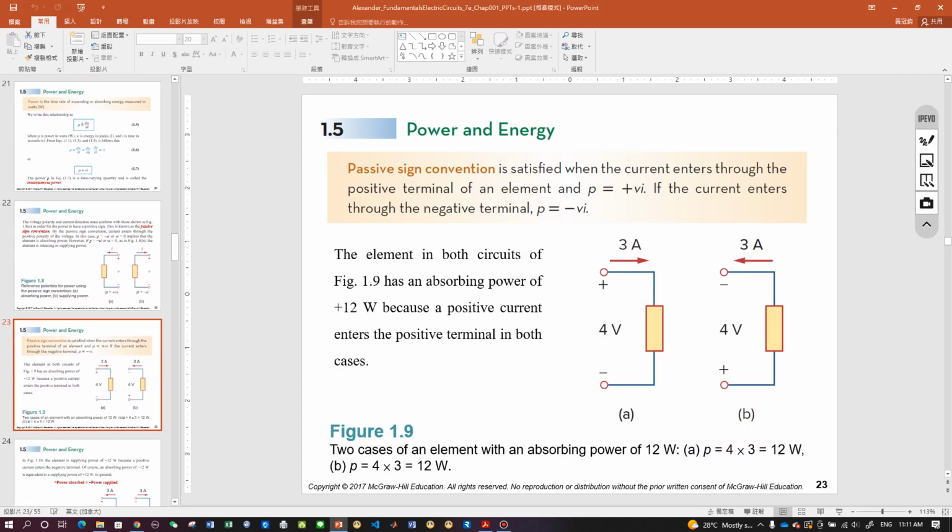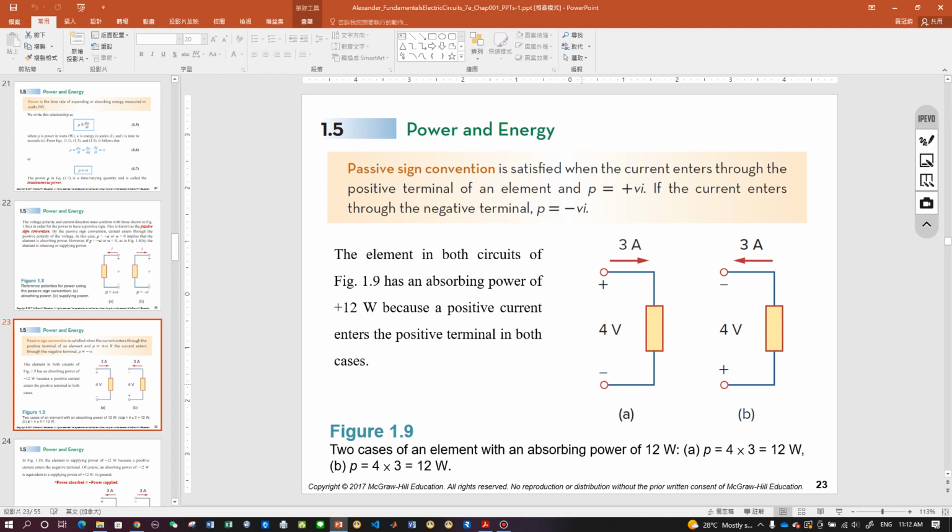So let's just say, please see on the screen. We have a positive sign convention, which is satisfied when the current enters through the positive terminal of our element, and the power P is equal to plus V times I each time the current goes through the component. If the current enters through the negative side, it will be something like this.